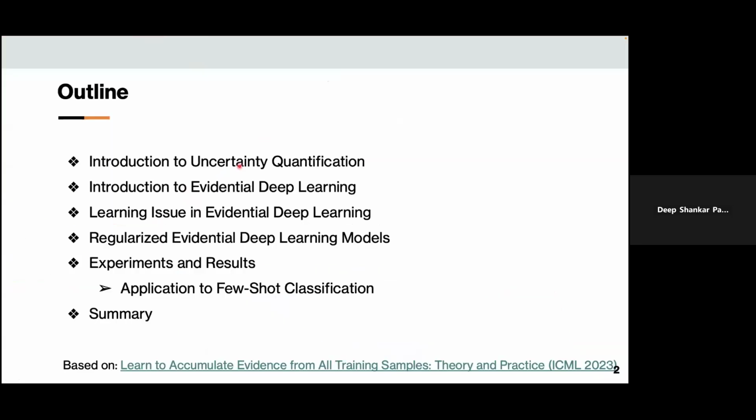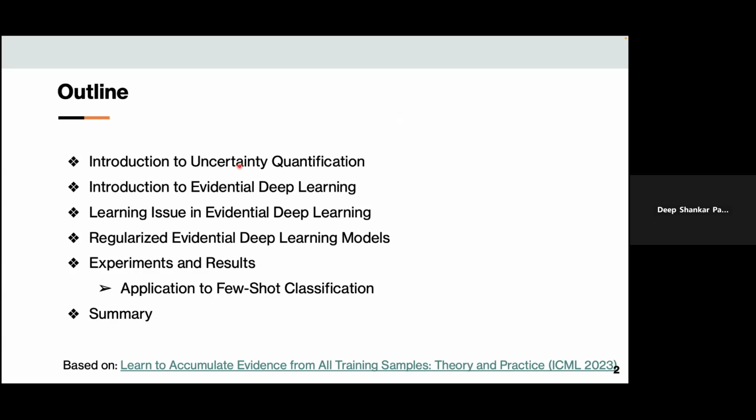So this is the outline of the talk. I will first briefly introduce uncertainty quantification, its need, and then introduce the evidential deep learning framework, that is a framework for uncertainty quantification. Then I will present the learning issues in the evidential deep learning framework, introduce our proposed solution, that is the regularized evidential deep learning models. Then I will move on to experiments and results, so application to a future classification problem, and summarize the work.